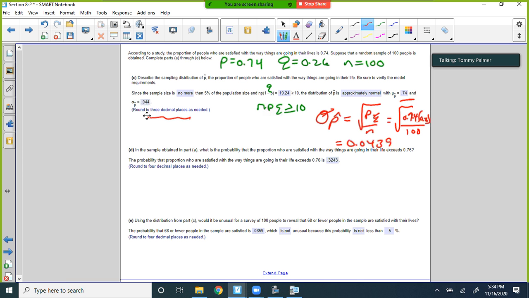So again, the only thing we have to calculate is the standard deviation, since they gave us the mean, p, right? So we can find the standard deviation of p-hat. In the sample obtained in part A, what's the probability that the proportion who are satisfied with the way things are going in their life exceeds 0.76? If you look at this, if you draw this, the mean is 0.74, right?